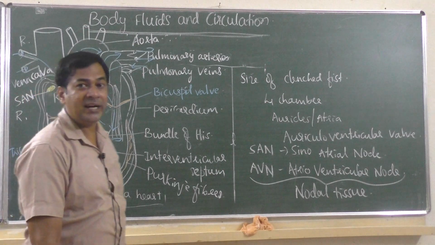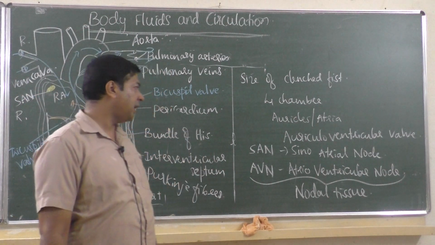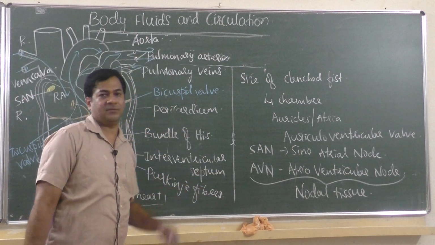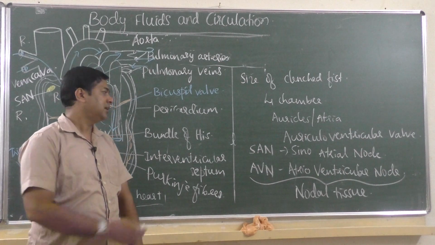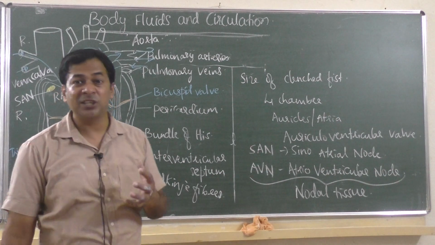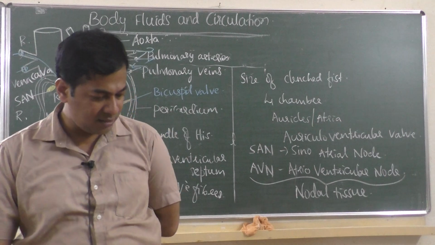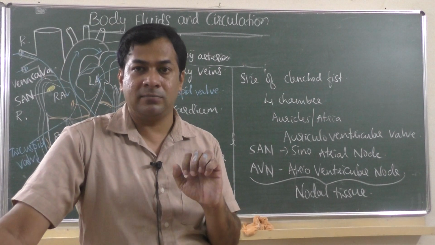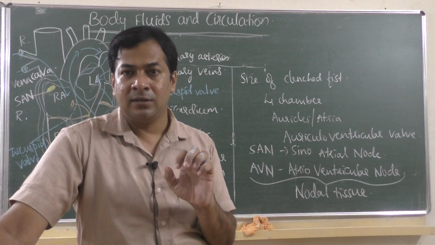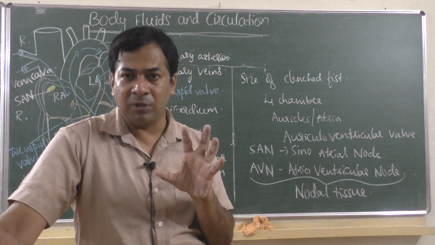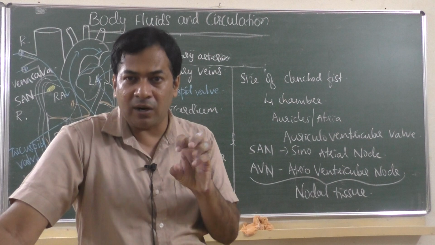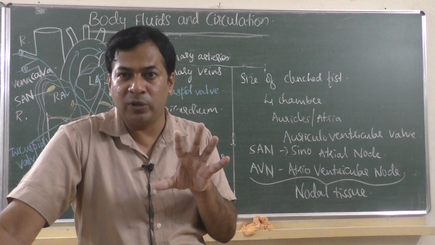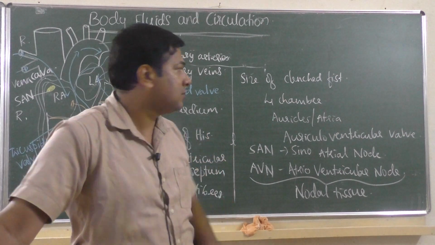Now I have to tell you what is the importance of this SAN, sinoatrial node and AVN. Okay, important is they produce action potentials. Action potential means for pumping of blood. Muscle, heart is a muscular organ, isn't it? Muscle should contract and relax. That's why you get the sound lub dup.